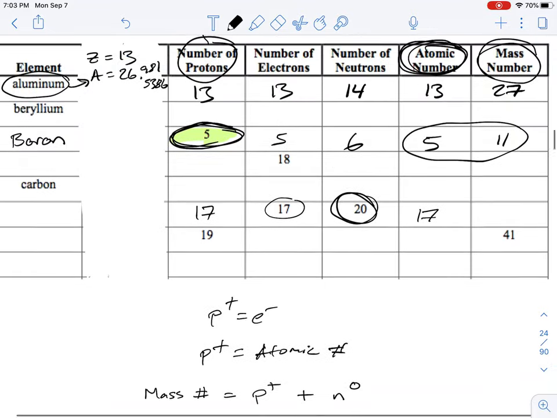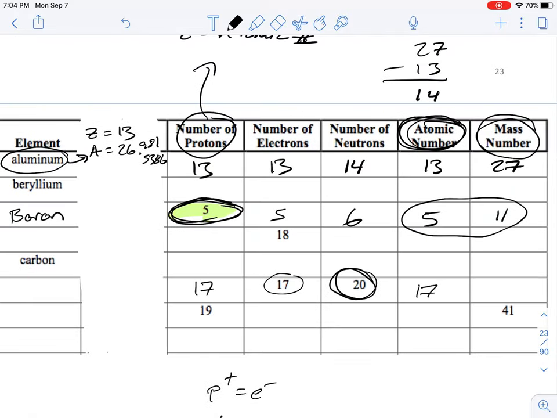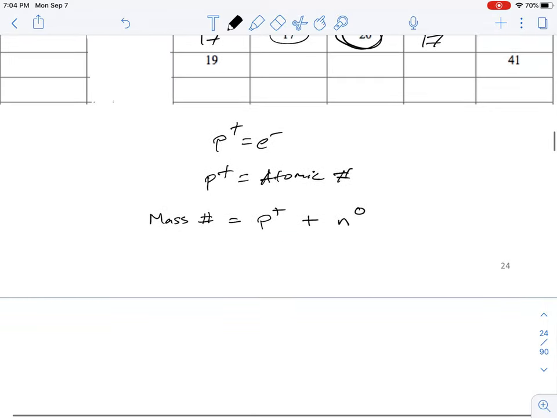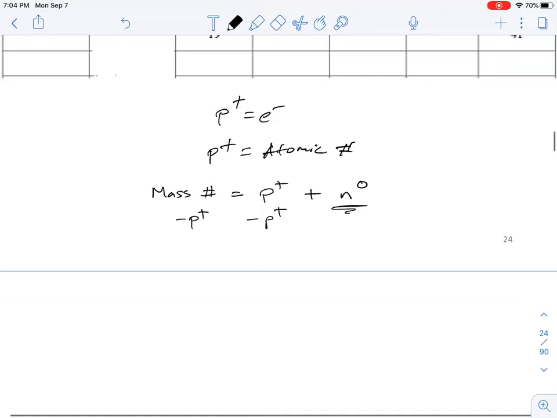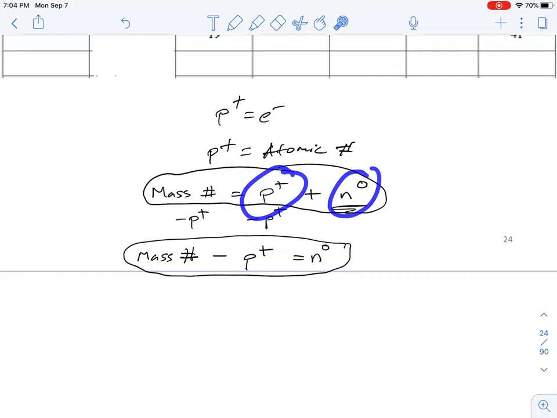So typically, when we're trying to solve for neutrons, much like what we did in aluminum and boron, we took the difference of these two, right? And so if I solve for N, I'm going to take protons and move it to the other side. And so the number of neutrons is equal to the mass number minus protons. Okay. But this is really looking at it backwards. If we look at it in a forwards direction, the mass number is simply the sum of protons and neutrons.